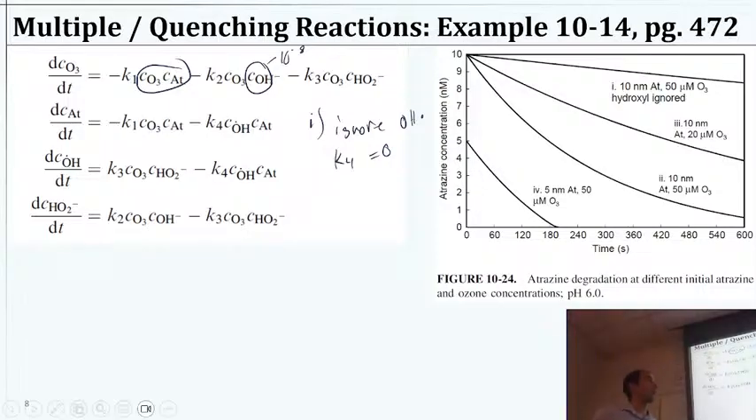As we might expect, case 1 has the slowest decay of atrazine because it ignores the hydroxyl contribution. And then for 2 and 3, we're changing the amount of ozone. So the one that has more ozone obviously should have a faster decay of atrazine. And for the last one, we start with much less atrazine, and that reaction takes us to approximately 0 atrazine remaining rather quickly. Okay, does that make enough sense?